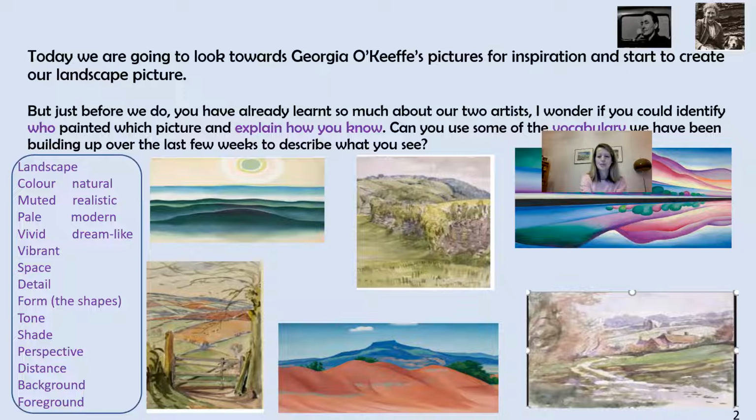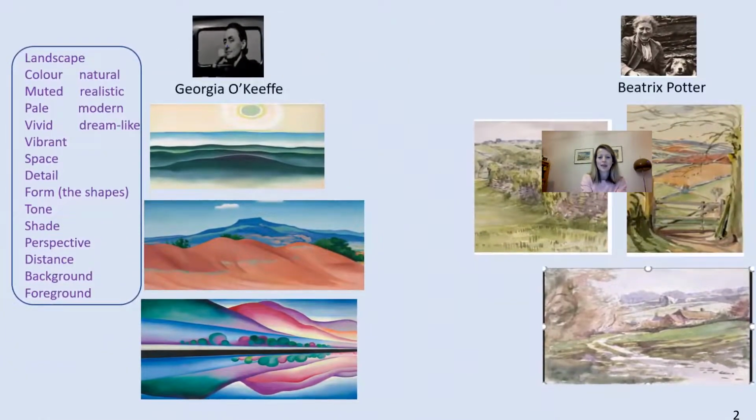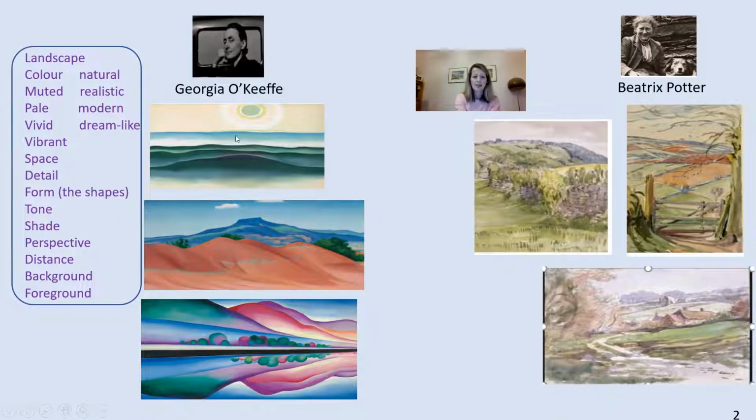Okay, take a few moments, see if you can sort the paintings into the 2 different artists' work. Okay, how did you do? Did you realise that Georgia O'Keeffe up here painted these 3 pictures and Beatrix Potter painted these 3? I'm so confident that you'd be able to sort those 2 styles, that modern, dreamlike way of painting and this more naturalistic way of painting, that I've even popped in a couple of pictures that you hadn't seen before. This one here, The Lake District by Beatrix Potter, and this one over here by Georgia O'Keeffe.